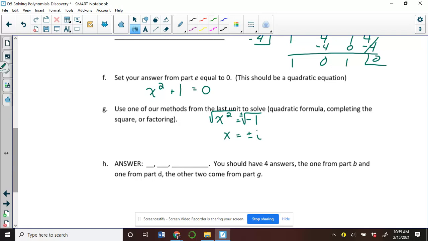Therefore, you have 4 solutions. So you have 1, negative 4, i, and negative i. Or you could have 0 plus or minus i if you really want to have the real and then the imaginary part.